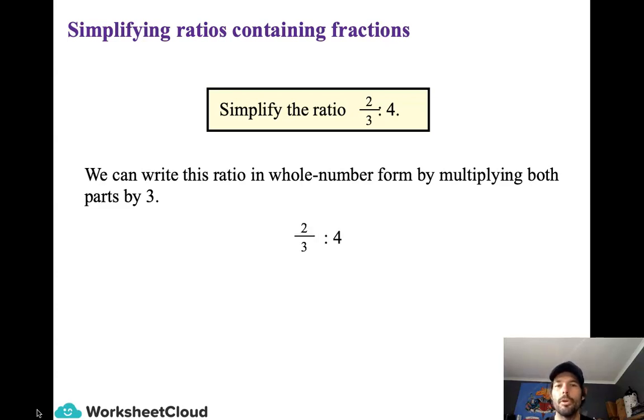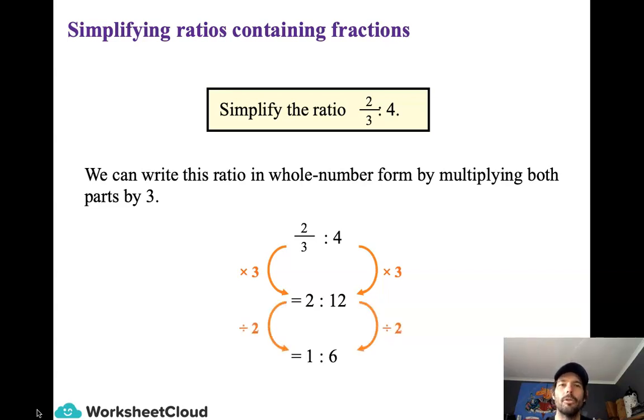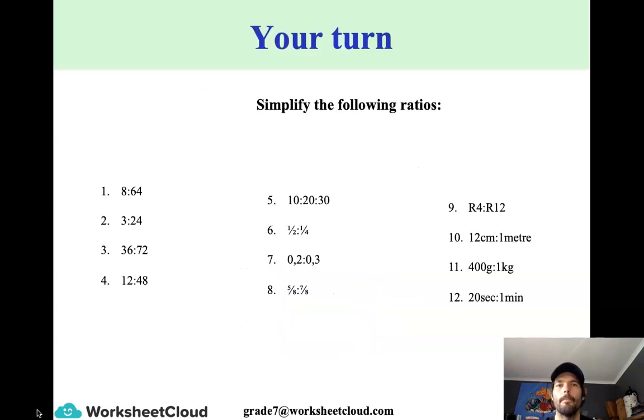So we've got 2/3 is to 4. We multiply both numbers by 3 and that will cancel out the denominator of 3. And then we have 2 is to 12 because obviously 4 times 3 is 12. And then we can simplify that by dividing by 2, and the simplified ratio is 1 is to 6. So with fractions, we try to get rid of the denominator and turn it into a whole number. And with decimals, we're also getting rid of the decimal by multiplying by 10.